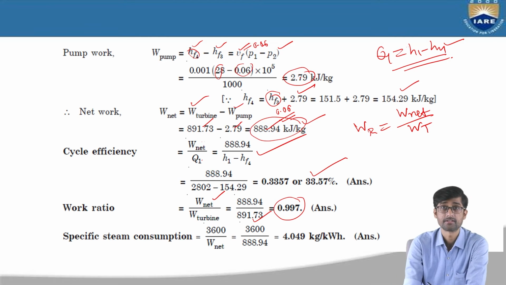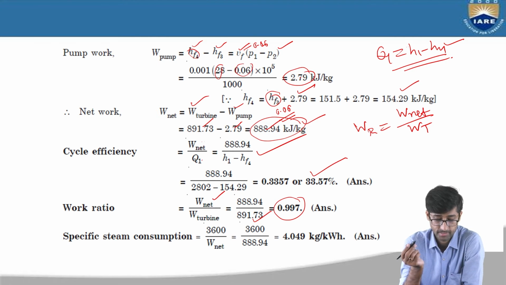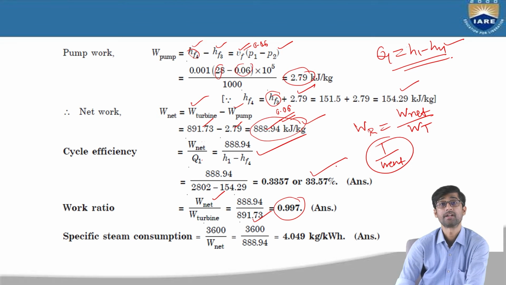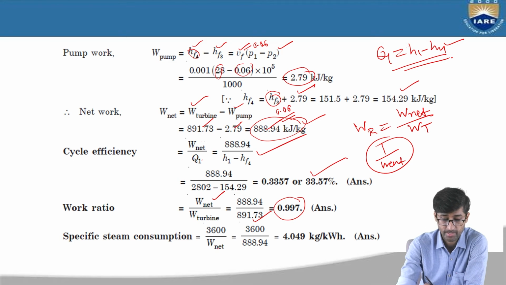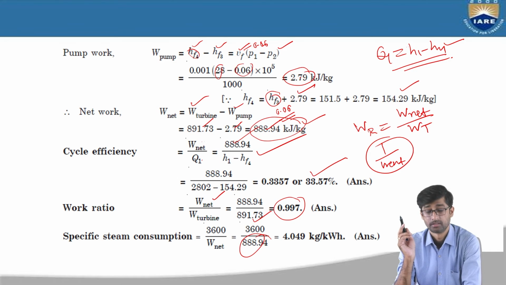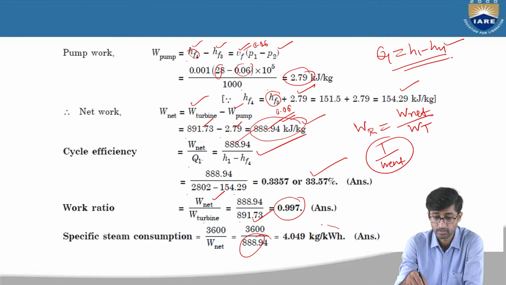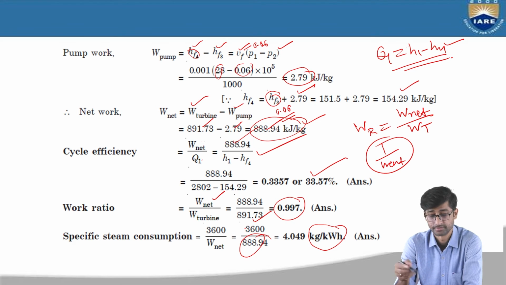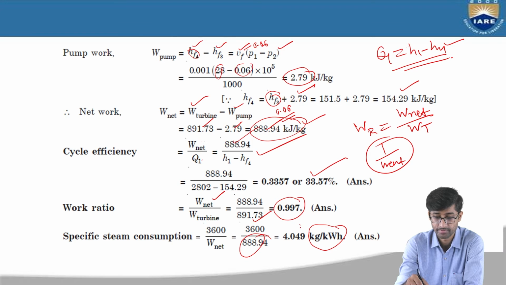Next, specific steam consumption. So what is the specific steam consumption? This is nothing but the reciprocal of net work done. So 1 by net work. So it becomes 1 by net work, and already we have discussed the net work done 888.94. Right, and it becomes kg per kilowatt hour. That's why we are multiplying 3600 to convert to seconds. So this becomes the specific steam consumption.